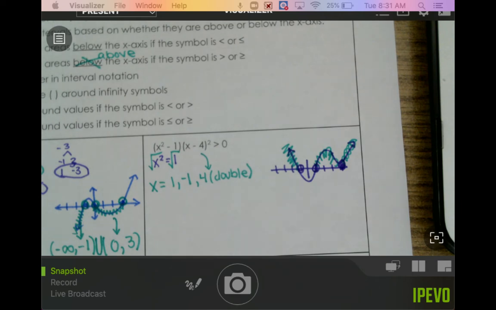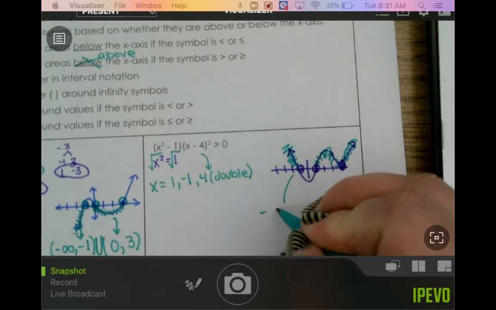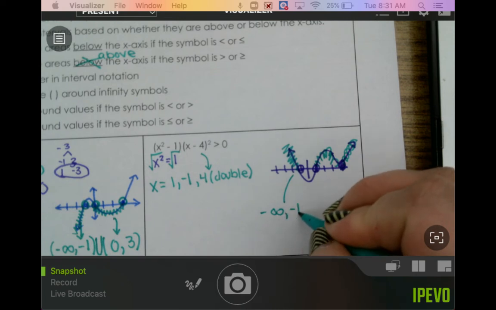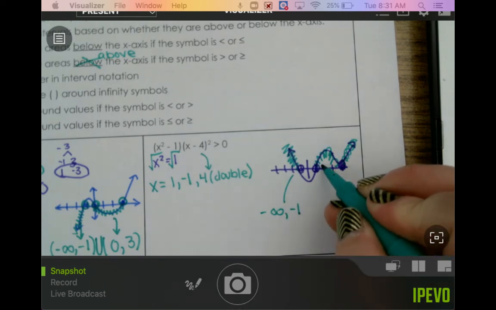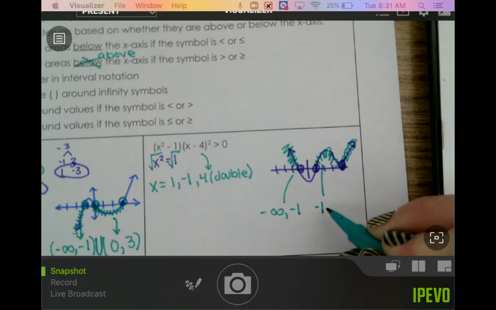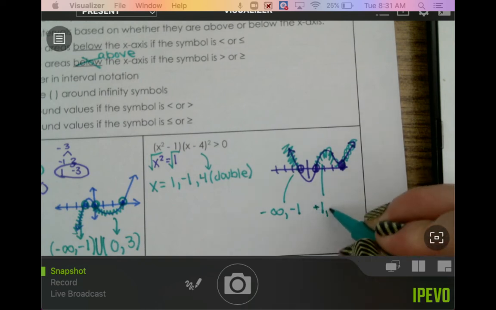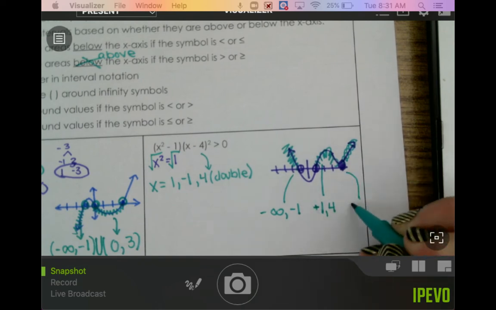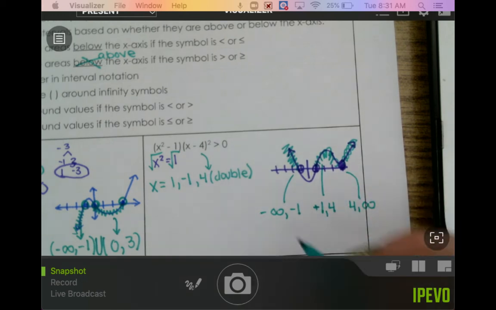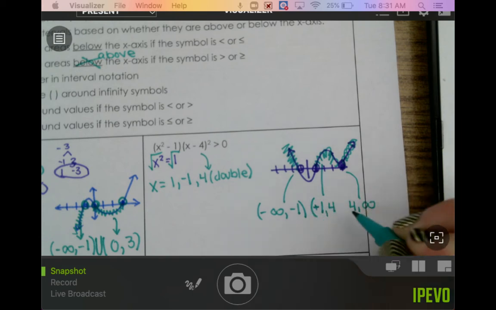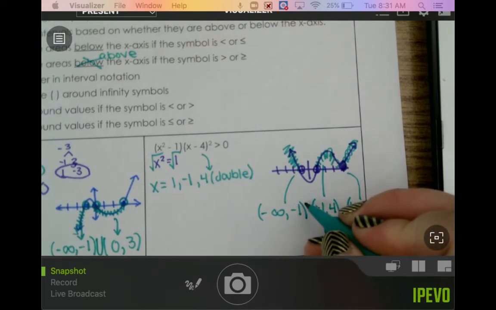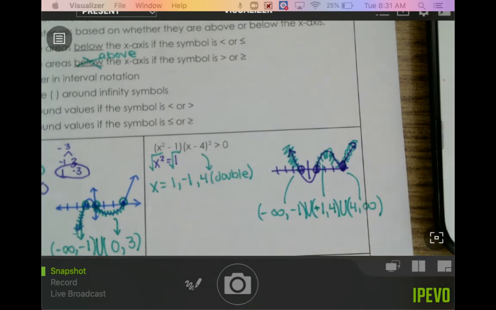So we're going to go from negative infinity to negative 1, positive 1 to 4, and 4 to infinity. And since this isn't equals to, everything gets a parentheses. You could technically say this one's a little bit more complicated since it has 3 parts, but it doesn't really solve differently. You just have to write a little bit more as your answer.